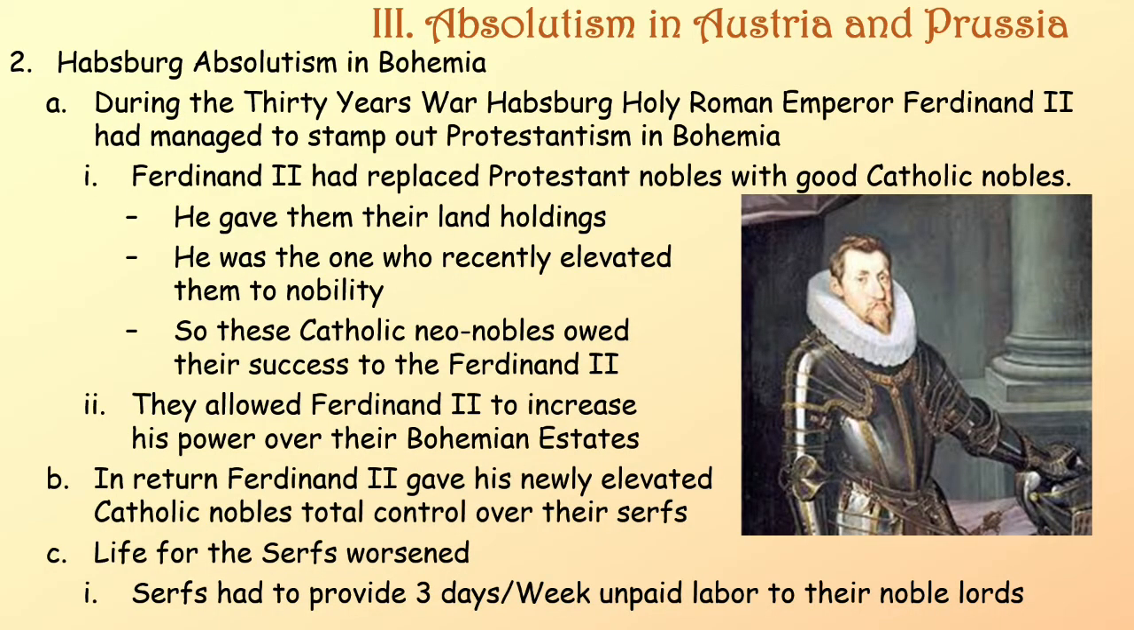The Habsburg absolutism in Bohemia. During the 30 Years' War, Habsburg Holy Roman Emperor Ferdinand II had managed to stamp out Protestantism in Bohemia. Ferdinand II had replaced Protestant nobles with good Catholic nobles, and he gave them their land holdings. And he was the one who recently elevated them to nobility. So these Catholic neo-nobles owed their success to Ferdinand II. And they allowed Ferdinand II to increase his power over their Bohemian estates. In return, Ferdinand II gave his newly elevated Catholic nobles total control over their serfs. And life for the serfs worsened. Serfs had to provide 3 days a week unpaid labor to their noble lords.